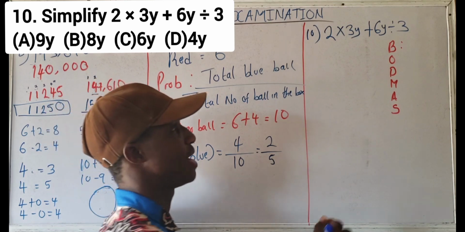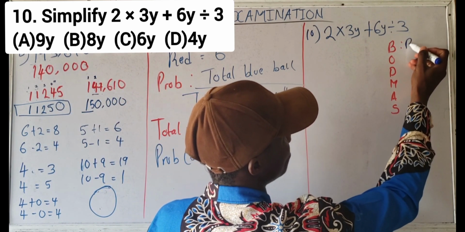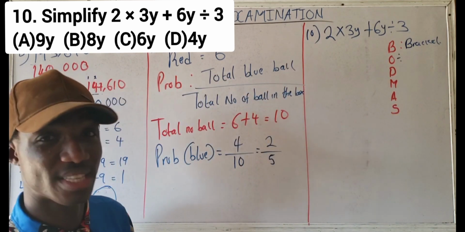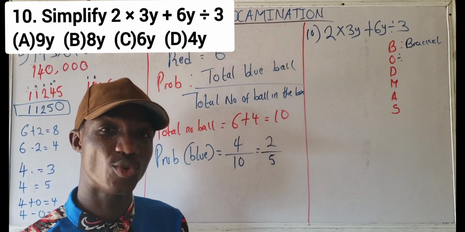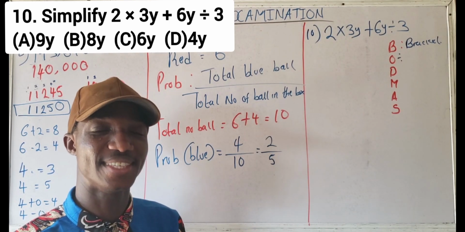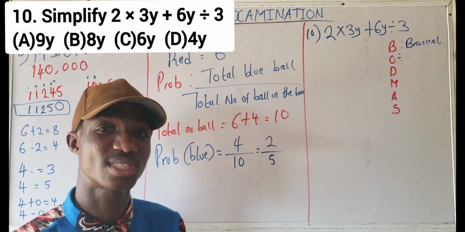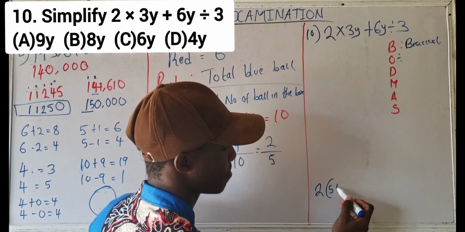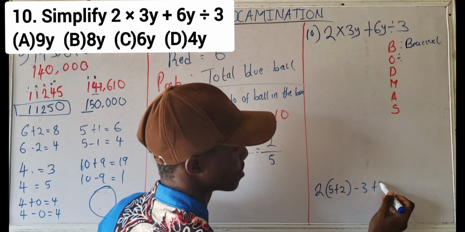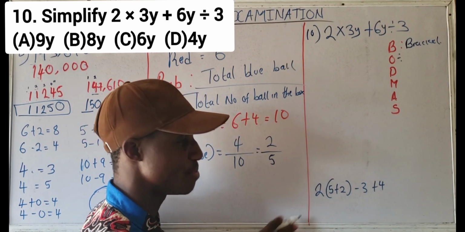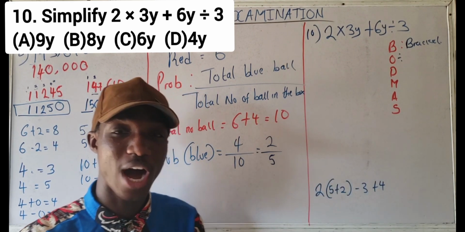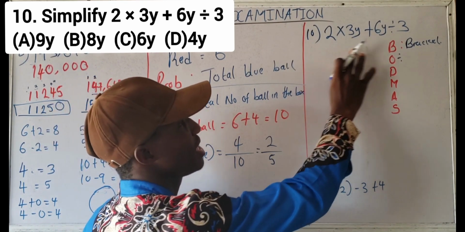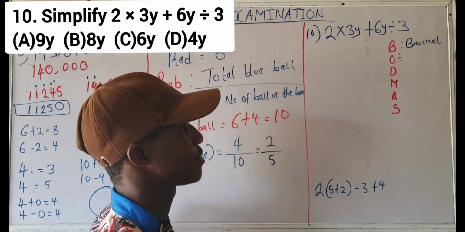You understand? BODMAS simply means bracket. The B here means bracket. Now, the meaning of that is that if you have a bracket in your equation, first simplify the content inside the bracket. For example, let's say the equation is like this: 2 into bracket 5 plus 2 minus 3 plus 4. You can see that in this equation we have a bracket. According to this rule, you are to first simplify what you have in the bracket. But because we didn't have a bracket here, we proceed with the other things.